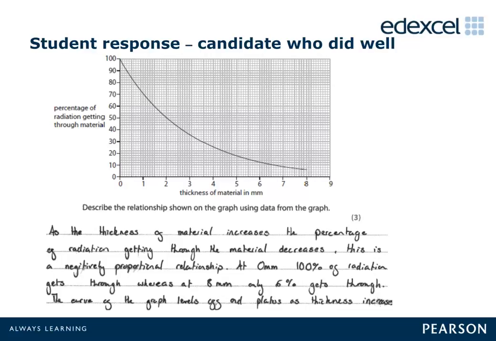This is question 3C Part 2 from the Foundation Tier paper. It required candidates to analyze a graph and describe the relationship shown using data from the graph. Candidates who did well referred to the decrease in percentage of radiation getting through the material, with the increase in thickness of the material, and the fact that this decrease was nonlinear or leveled off. They were able to support their ideas with data from the graph. This scored all 3 marks.